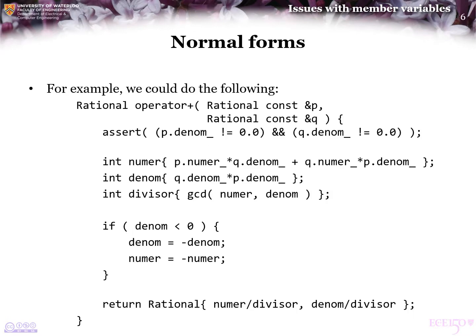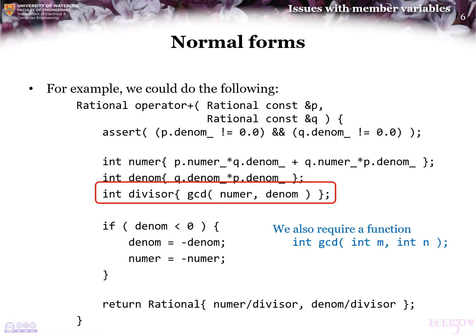Now, for example, to ensure that this is true, we could do the following. When we add two rational numbers, we can calculate the numerator and denominator. We can then calculate the GCD of the numerator and denominator we just calculated. Now, this of course requires us to author a GCD function, and we should assume that it returns a positive integer.